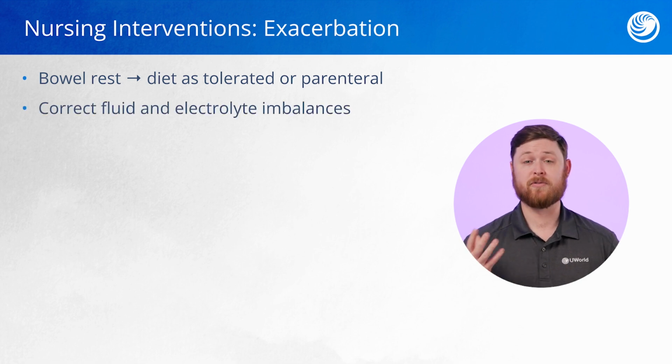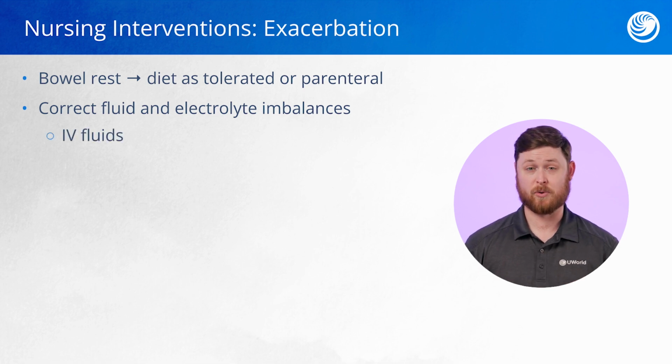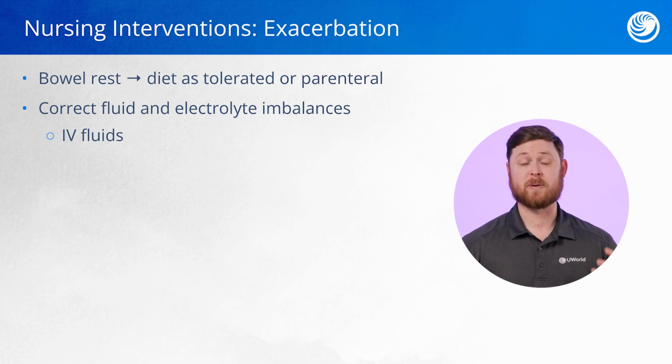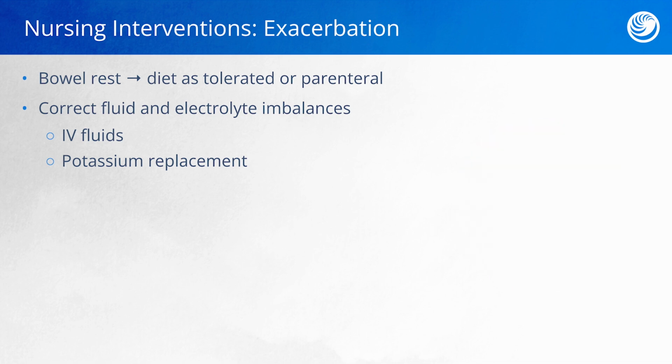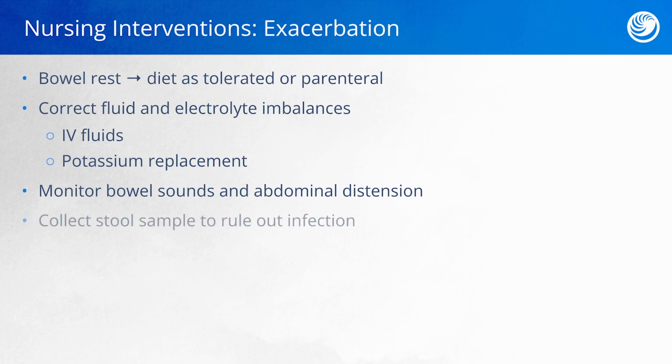We want to correct fluid and electrolyte imbalances. So we're most likely going to be doing IV fluid resuscitation, as well as replacing any electrolytes that are lost. Intestinal absorption of potassium is decreased with colitis, therefore, we should anticipate administration of potassium. We should monitor bowel sounds and monitor for abdominal distension. We should also anticipate the collection of a stool sample. This is to help the healthcare provider rule out the presence of infection which may be causing these symptoms in the first place.